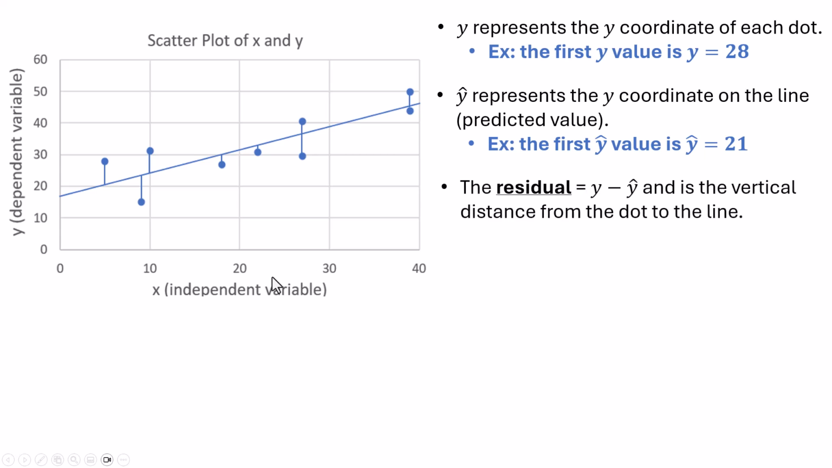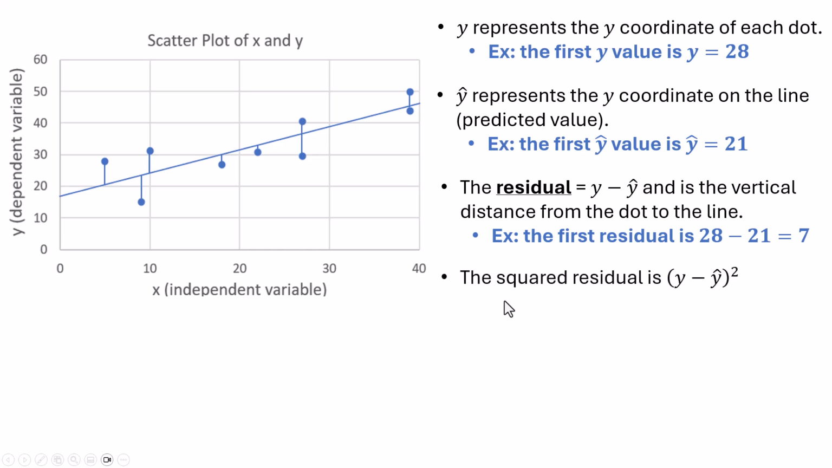The residual is the difference between those two numbers. So if we take the actual y value, or the y point, and subtract the value on the line, y hat, or the predicted value, then we will get the residual. And the residual is represented by this vertical distance here, this line from the dot down to the line. And the first residual is 28, the y value, minus the value on the line, which is 21, and we get about 7 for our first residual, which really just tells us that if we were to make a prediction for this value here based on the line, the prediction would actually be 7 off, or it would actually be below the actual value by 7.